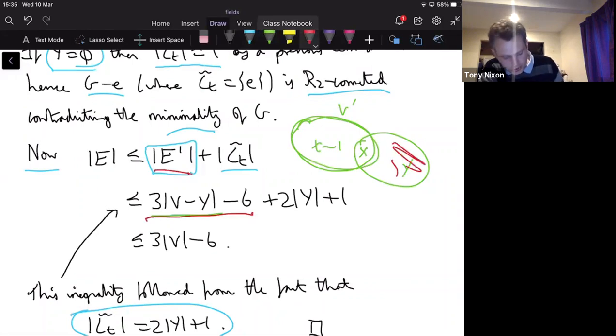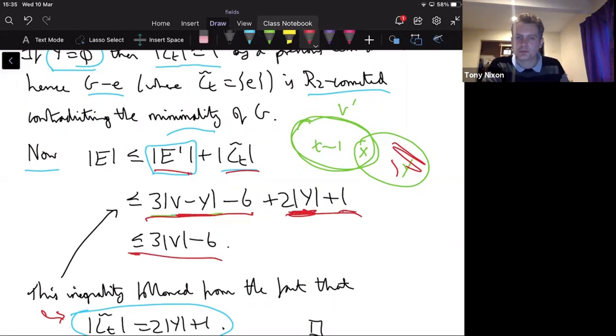So that was just from here. C_T tilde, from the same lemma I was mentioning earlier from last time, is equal to 2y plus 1. And then it's easy because I'm putting an inequality: if I put the 2y in here, the 2 and the 3 difference cancels out and we get the inequality we want. And hence we've shown that any minimal R2 connected graph has at most 3v minus 6 edges. Okay.